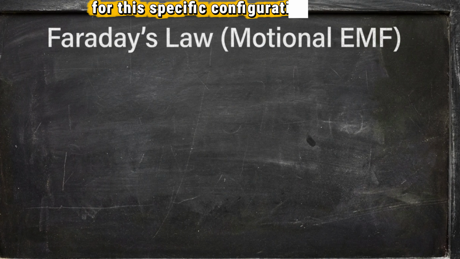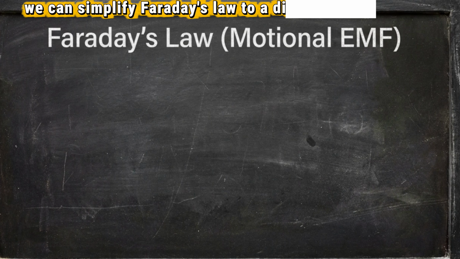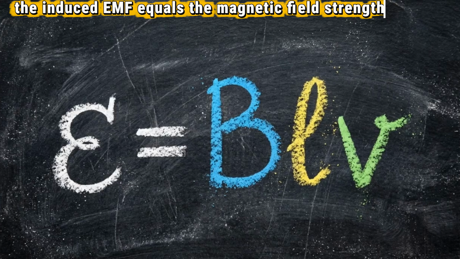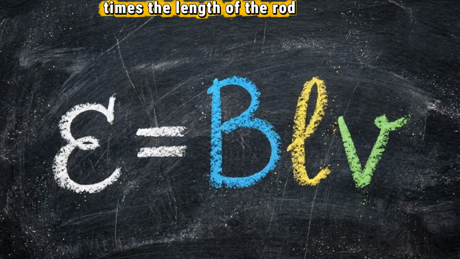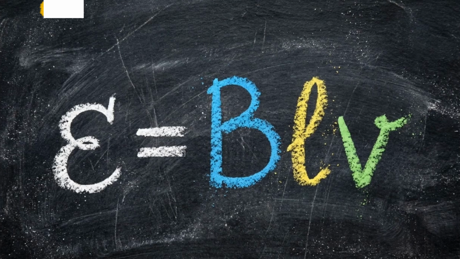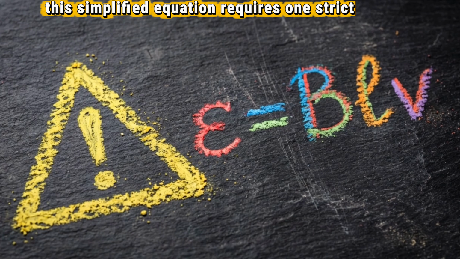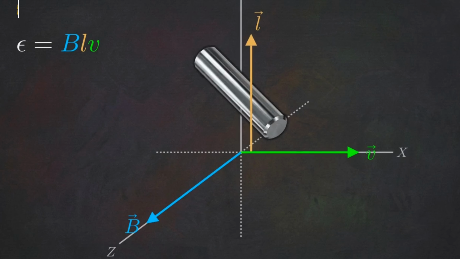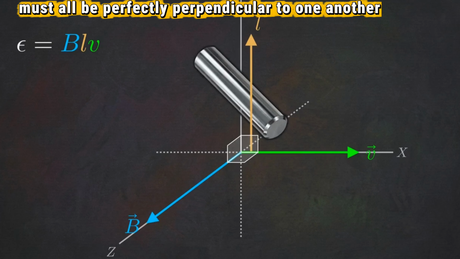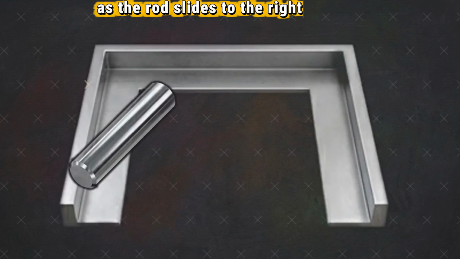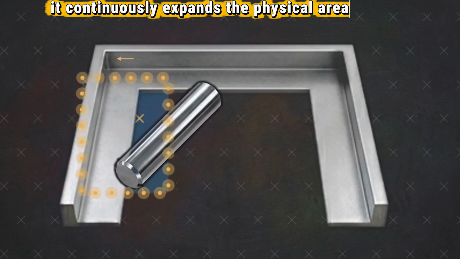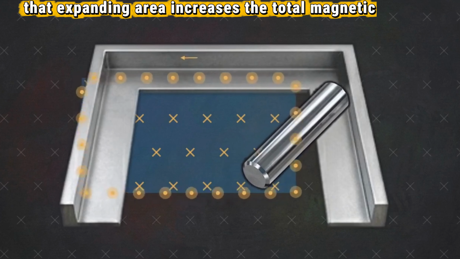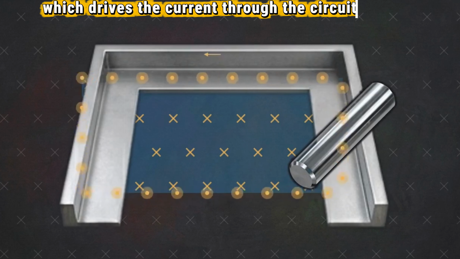For this specific configuration, we can simplify Faraday's law to a direct formula. The induced EMF equals the magnetic field strength times the length of the rod times its velocity. This simplified equation requires one strict condition. The magnetic field, the rod's length, and its velocity must all be perfectly perpendicular to one another. As the rod slides to the right, it continuously expands the physical area of the rectangular loop. That expanding area increases the total magnetic flux, which drives the current through the circuit.